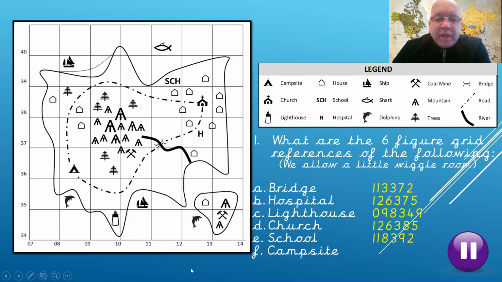And finally, the campsite. Well, the campsite is over here, and I think that is 084. It's not quite halfway, about there. So 084 and 363. Okay, so that's what I came up with. And again, if you're 1 up or down from 4 or 1 up or down from 3, I think you've done a pretty good job. Okay, so that's creating a 6-figure grid reference.